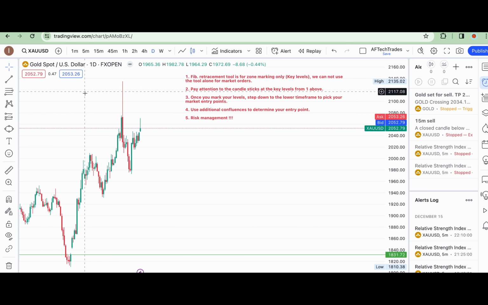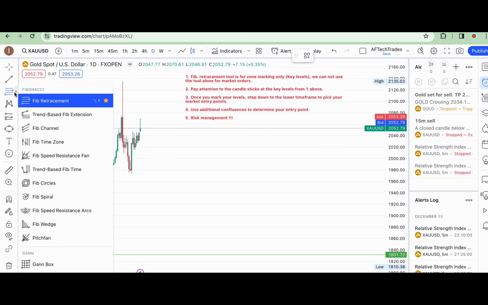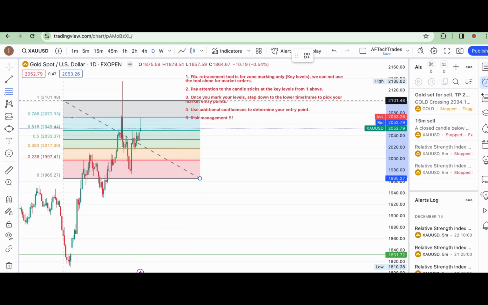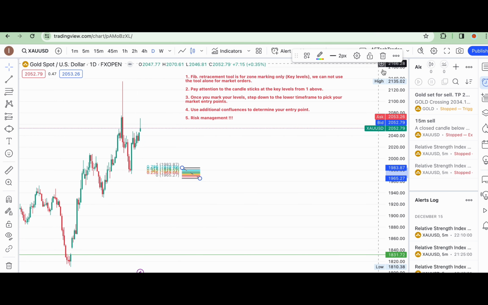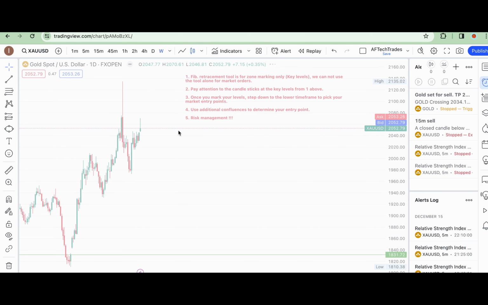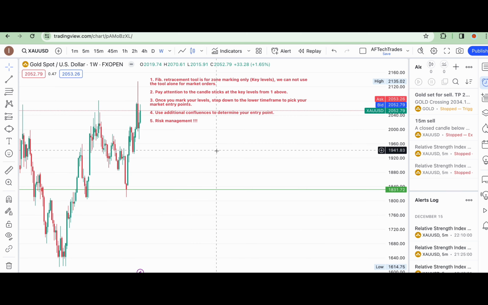Now, to make this easy for us, let's consider this as the last run, though this was from high to low, right? And if I place this tool here, I'll place it in two ways. Okay, let's look at the bigger picture. Take this out. Let's move a step ahead to the weekly time frame. The weekly time frame will help us.